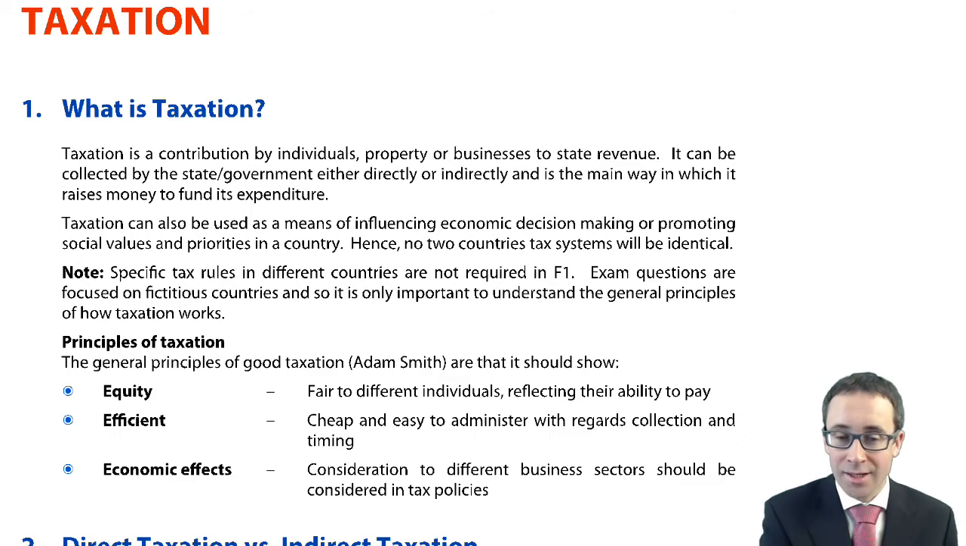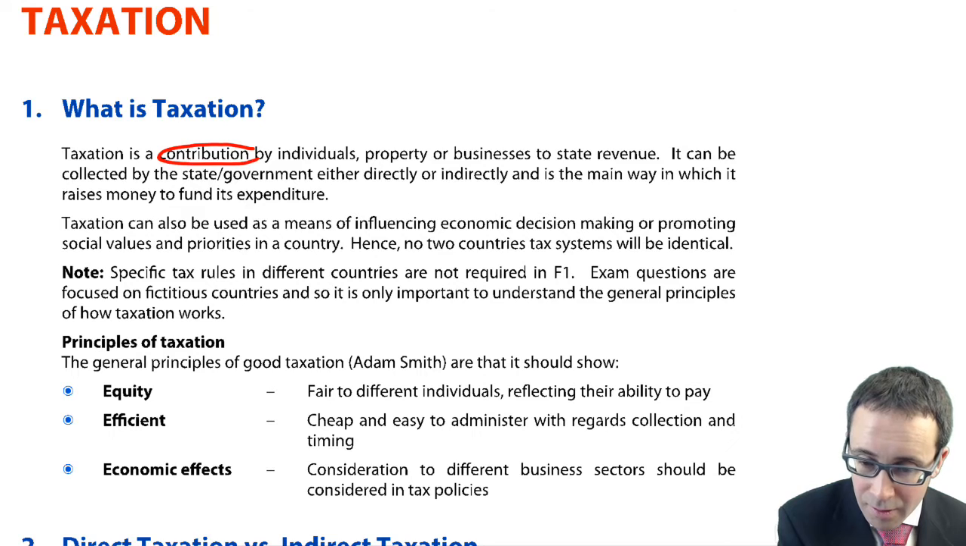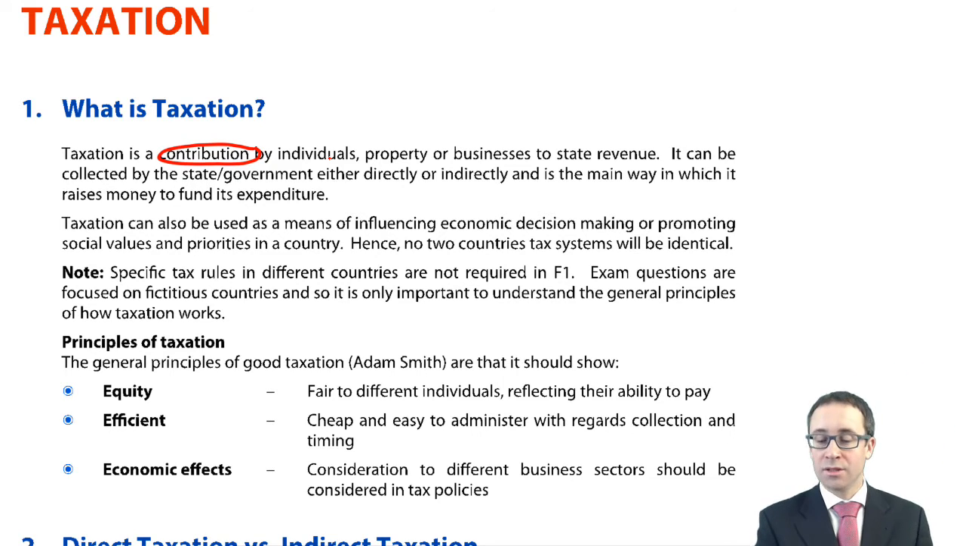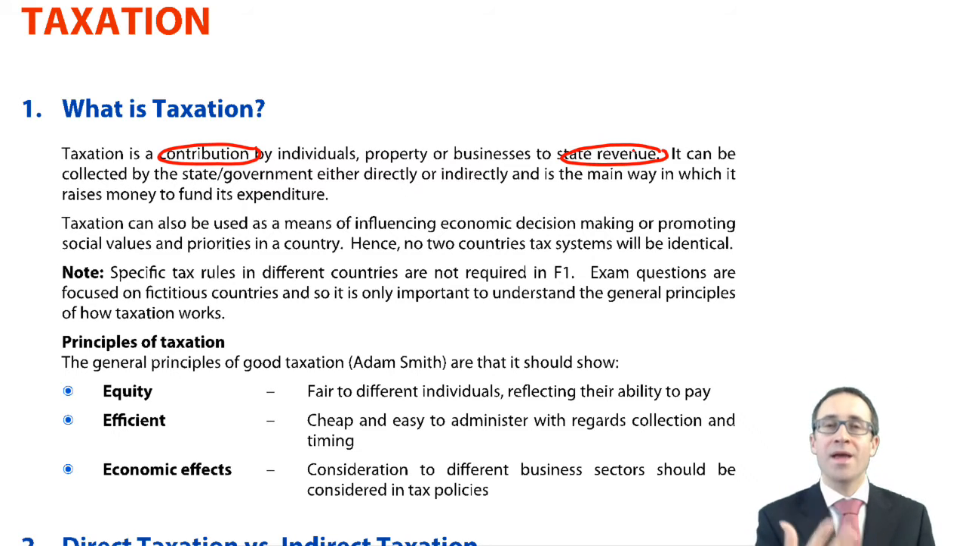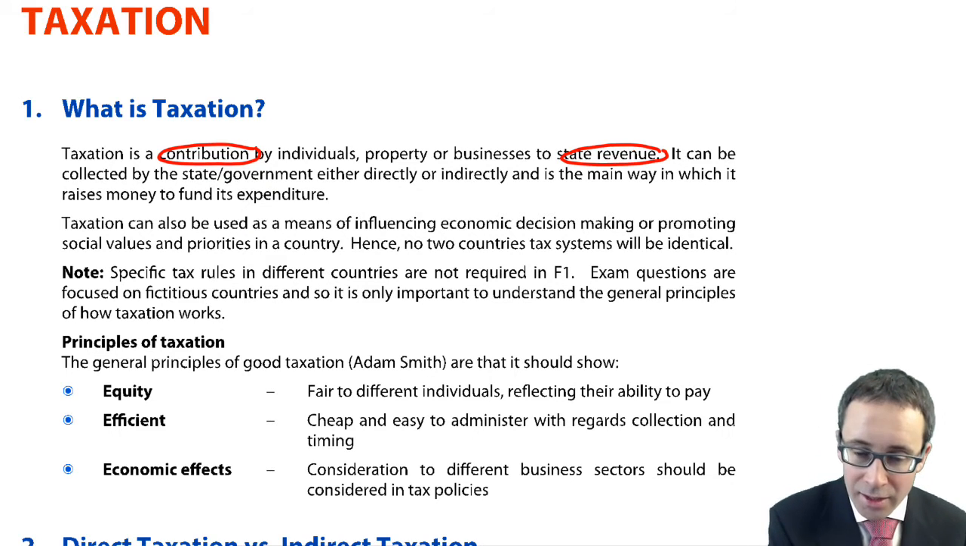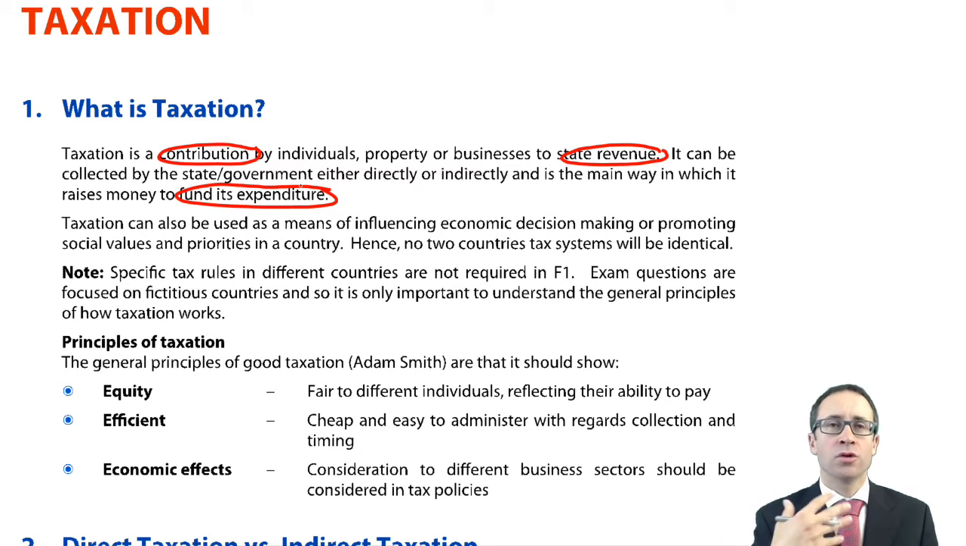Essentially, tax is just a contribution, an amount that is paid by either individuals or businesses, and it contributes to state revenue. It's the main way in which the government can generate money that it can then spend on expenditure, so constructing roads, bridges, hospitals, and developing the infrastructure within the country to hopefully generate economic benefits into the future.